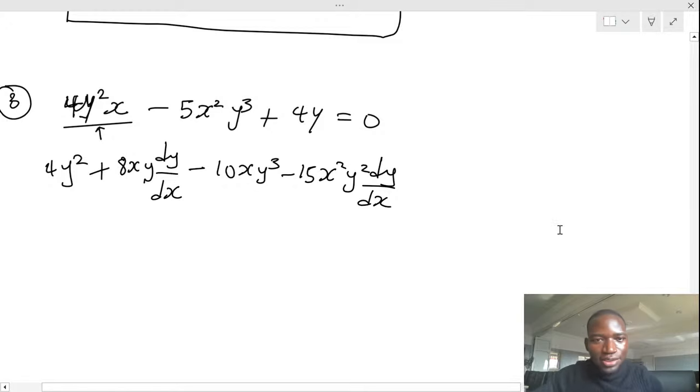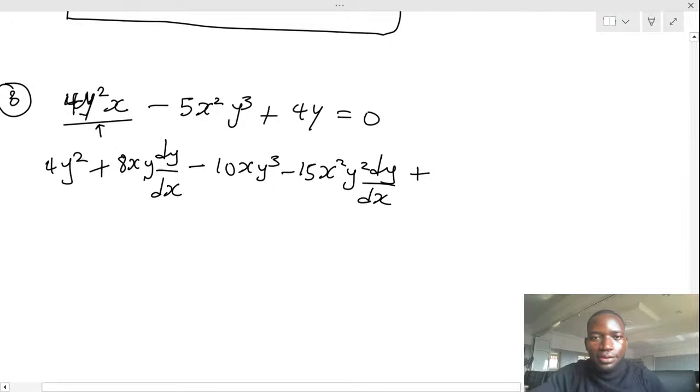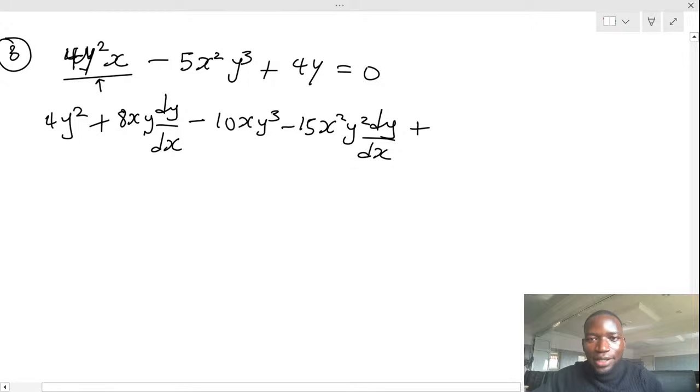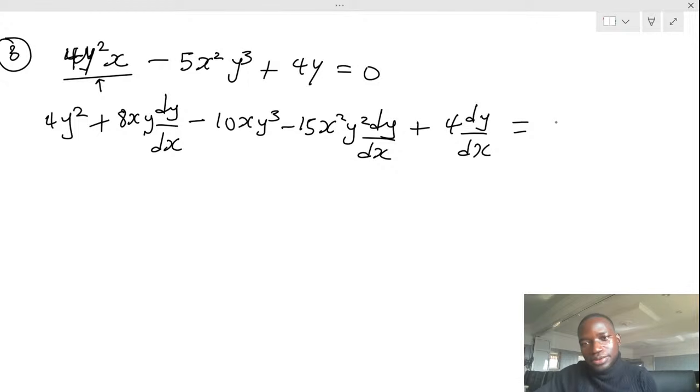All right, so that's it. Plus, now differentiate 4y will give us 4. Then you add what? The dy by the x. Everything equal to 0.